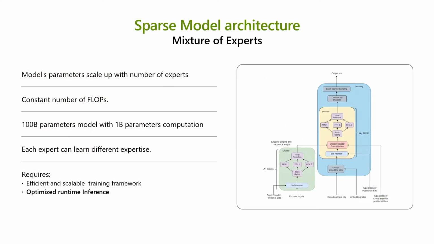One instance of that sparse model is the mixture of expert architecture. It can scale up the model by replacing the feed-forward network and utilizing a gating mechanism to control the routing. Each feed-forward network is a separate expert that can learn different expertise, which is appealing for multilingual and multitask learning. This leads to a very attractive constant number of flops per input. For instance, we can deploy and train 100 billion parameter models while using only 1 billion parameter computation.